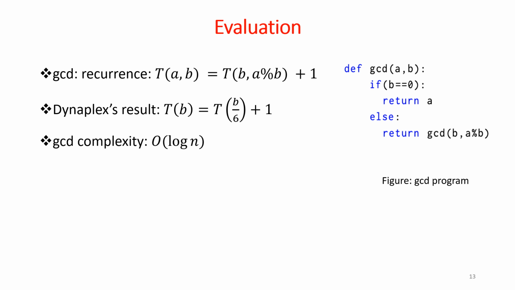So the correct recurrence for the GCD program should have been this top one. However, Dynaplex is not able to compute such a recurrence, and it computes the recurrence of T(n) equals T(n/6) plus 1. Although this recurrence is not precise, it can still be solved using the master theorem to compute the correct complexity for the GCD program.